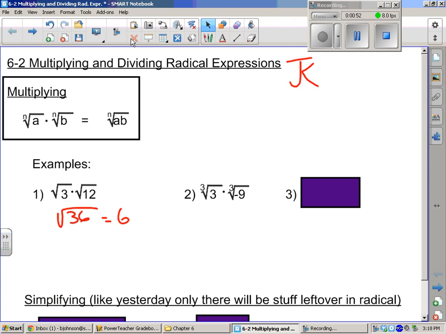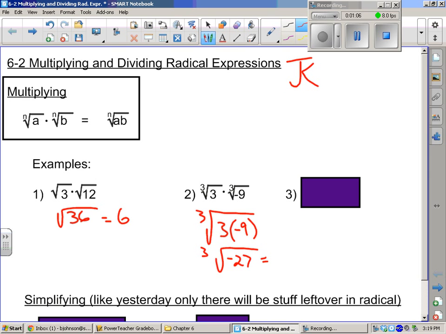This one, they're both cube roots. So I need to take the cube root and put 3 times negative 9. That'd be the cube root of negative 27, and the cube root of 27 is 3. The negative has to stay with it because the root is odd, so we keep the sign. Negative 3 times negative 3 times negative 3 would be negative 27.